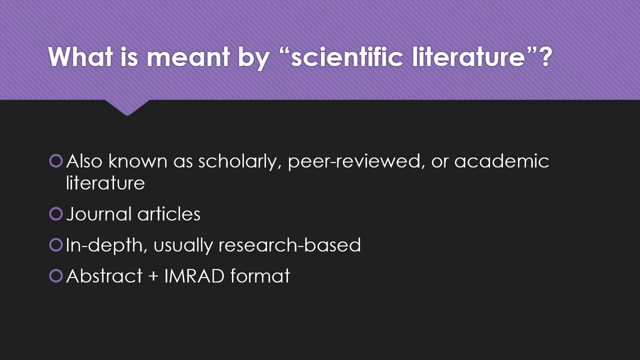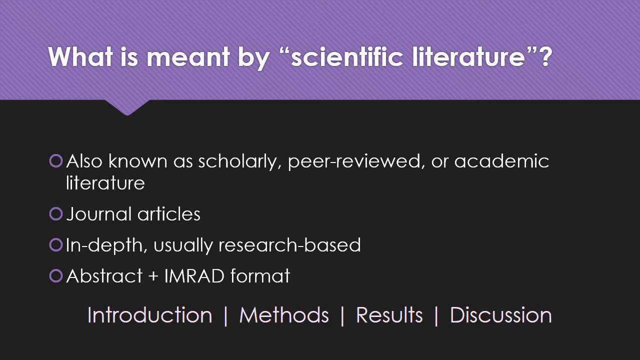While it's best to clarify exactly which type of source they want you to use, this usually means scholarly journal articles, also known as peer-reviewed or academic literature. These are in-depth, evidence-based scholarly investigations of a narrow topic. You can typically recognize a scholarly journal article because it has an abstract at the beginning and is structured in IMRAD format. IMRAD stands for Introduction, Methods, Results, and Discussion.